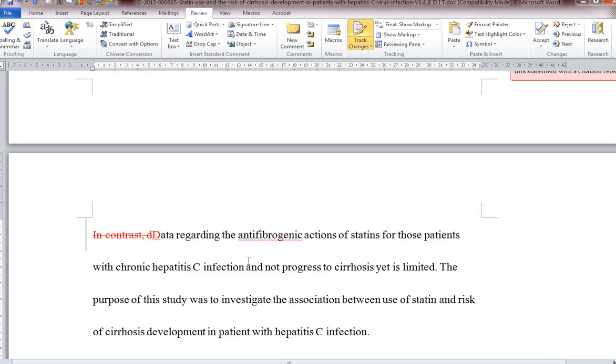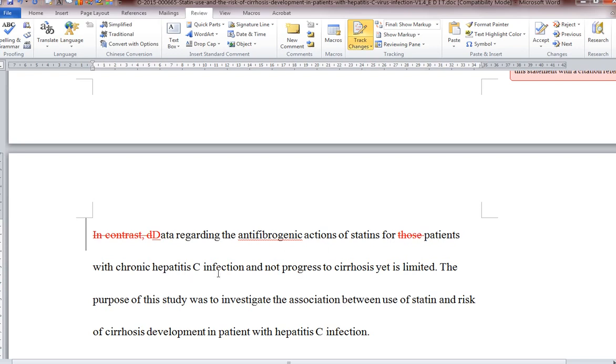Okay. Data regarding the anti-fibrogenic. Okay, this anti is fine. We're nice and consistent there. Actions of statins for those patients with this, those is unnecessary. It's a common usage that is just unnecessary. Those would be fine if we already know what it's referring to. For patients with this infection, and maybe if they were referring to other patients and those with, then it would be fine, but here it's unnecessary.